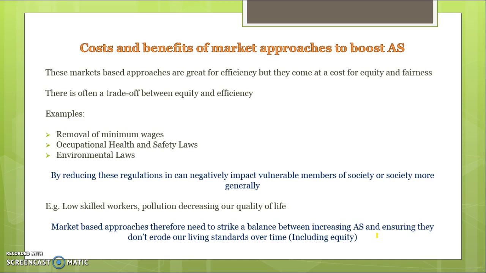Costs and benefits of market approaches: they often promote efficiency but come at the expense of equity or fairness. All these things like removing the minimum wage, health and safety laws, and environmental laws can often lower firms' cost of production, but they can make the more vulnerable members of society more susceptible. It can also lead to more pollution, which can hurt us in the long term. Market-based approaches therefore need to strike a balance between increasing aggregate supply and ensuring they don't erode our living standards, because it hurts equity and can hurt the environment.